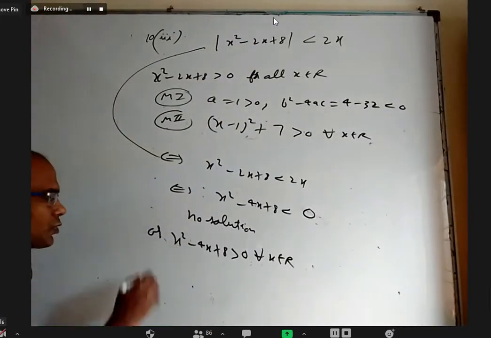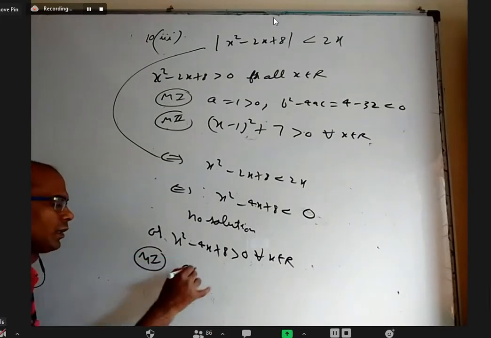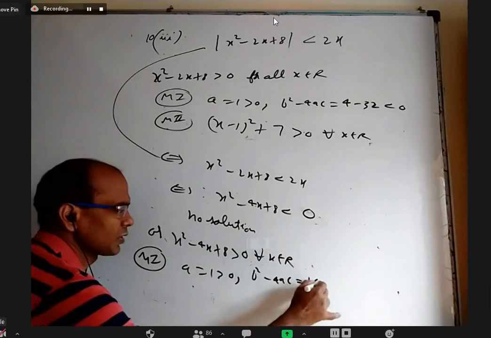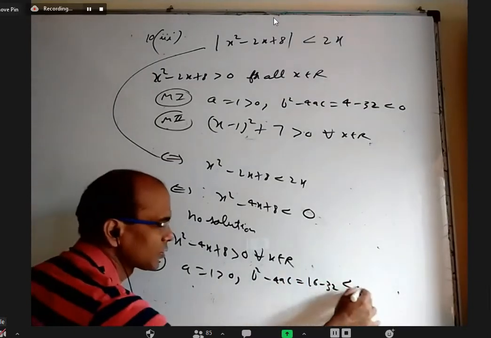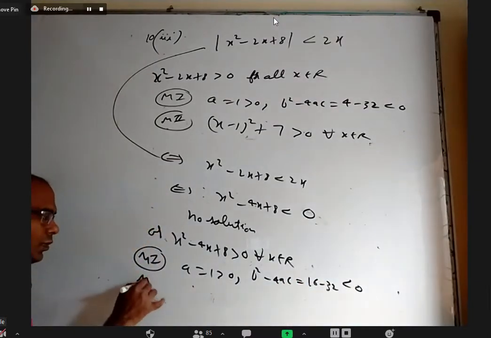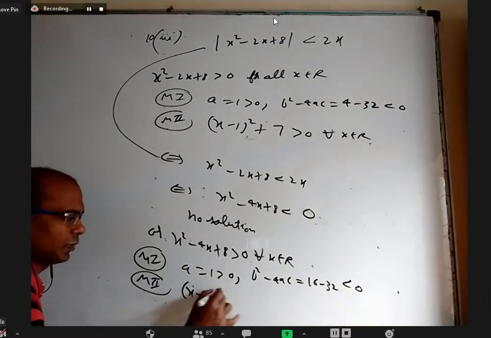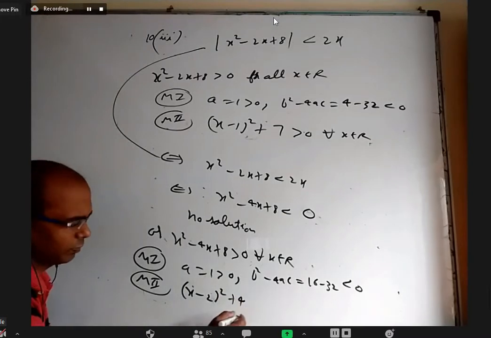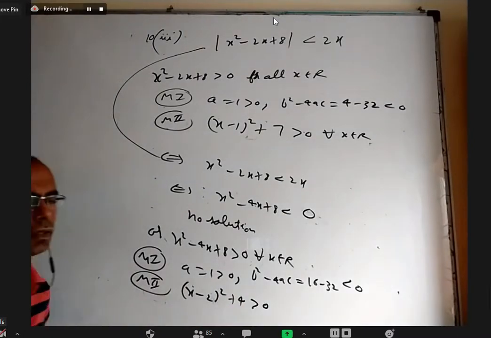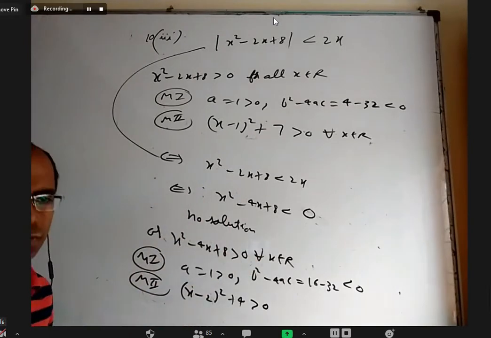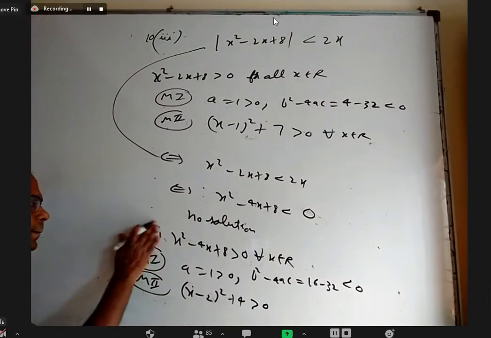Why is it always positive? Again, method 1: leading coefficient is positive, and B square minus 4ac is 16 minus 32, which is less than 0. Or method 2: when you make the perfect square, it will come x minus 2 whole square plus 4. Something square plus 4 is always positive. So we want this to be less than 0, but it is always positive. So no solution.